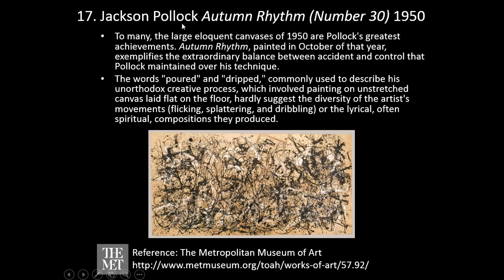Number 17, Jackson Pollock, Autumn Rhythm, number 30, 1950. To many, the large, eloquent canvases of 1950 are Pollock's greatest achievements. Autumn Rhythm, painted in October of that year, exemplifies the extraordinary balance between accident and control that Pollock maintained over his technique. The words poured and dripped, commonly used to describe his unorthodox creative process, which involved painting on unstretched canvas laid flat on the floor, hardly suggest the diversity of the artist's movements, flicking, splattering, and dribbling, or the lyrical, often spiritual compositions they produced.